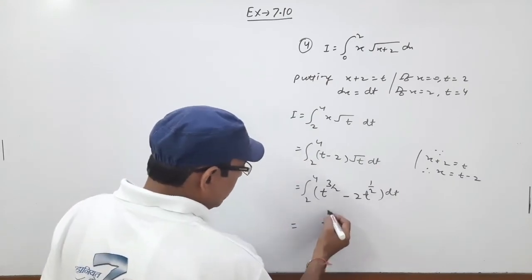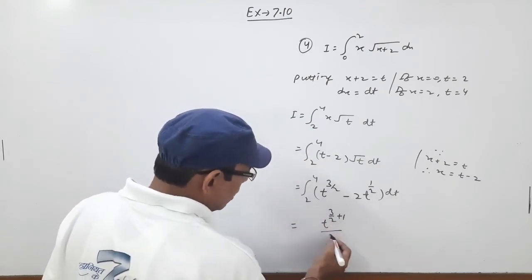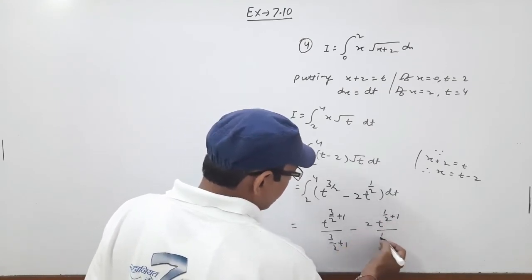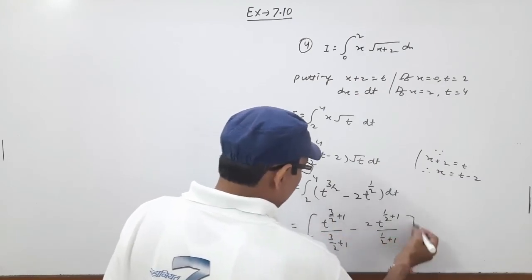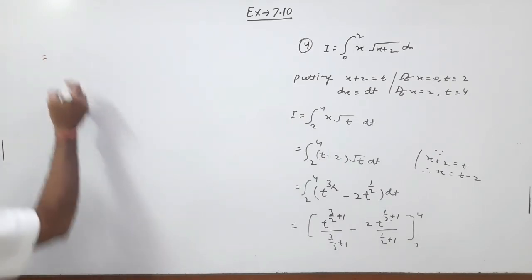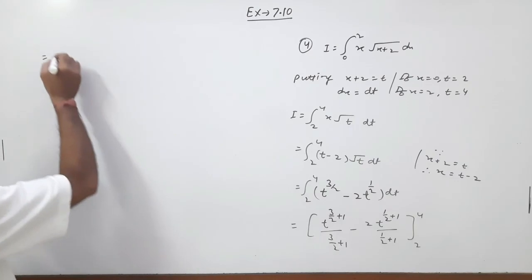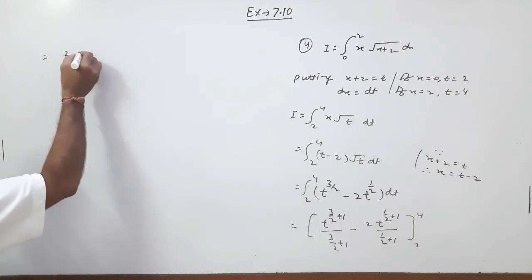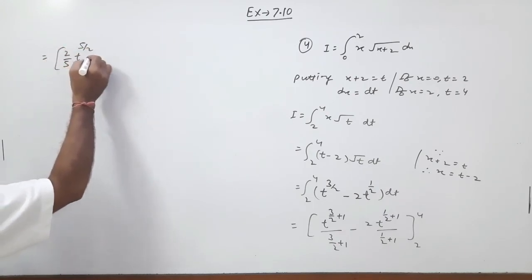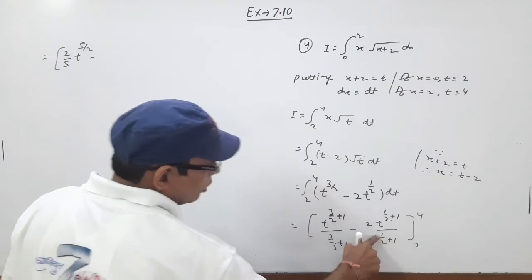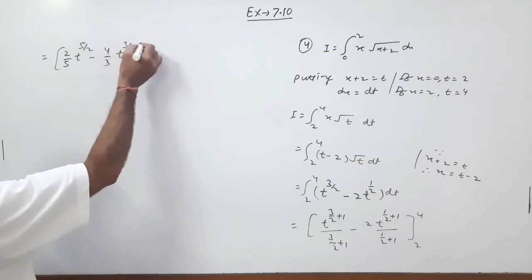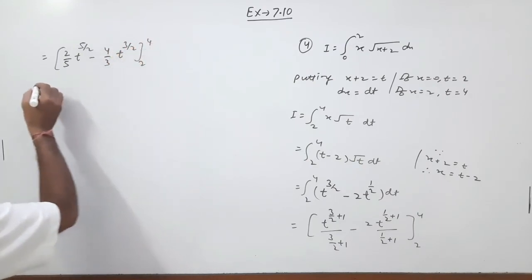Now integrating, we have t power 3 by 2 plus 1 upon 3 by 2 plus 1, minus 2 t power half plus 1 upon half plus 1, and the limit is from 2 to 4. By solving this, 2 1s are 2 and 3 plus 2 is 5 by 2, then we can write 2 upon 5 t power 5 by 2, minus 2 1s are 2 and 1 plus 2 is 3 by 2, 2 2s are 4, so 4 by 3, t to the power 3 by 2, and the limit is from 2 to 4.